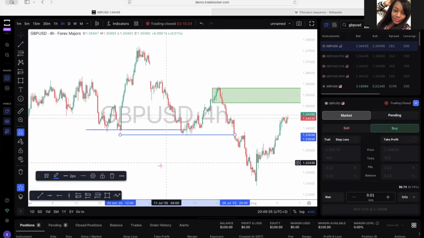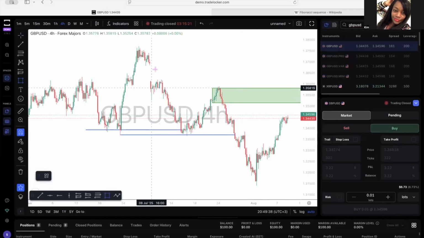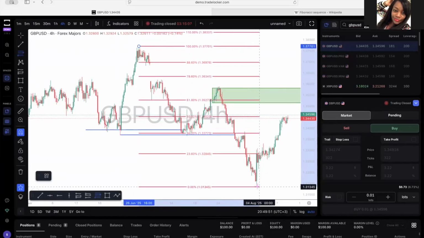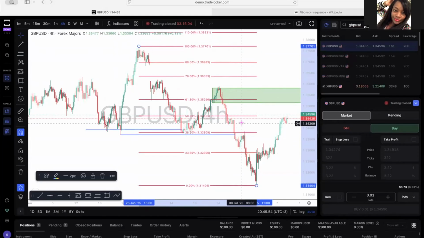So for me, price can come anywhere between here and here. Oh shoot, let me use the Fib instead. So for me, price can come anywhere between here and here at any of the premium zones, right? So it can come up here to the 50% or the 618 and sell. Either way, it's fine. It doesn't matter.